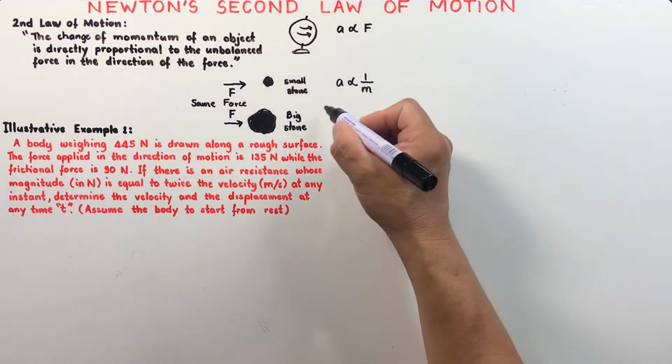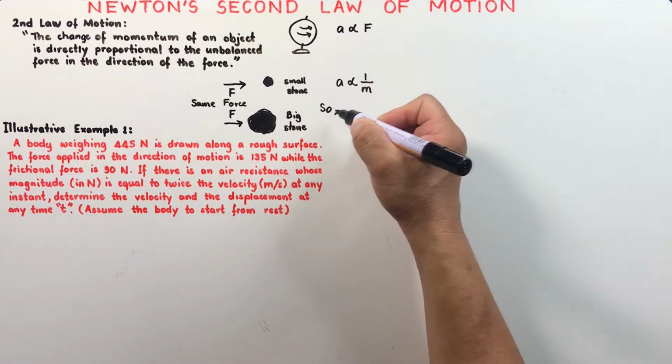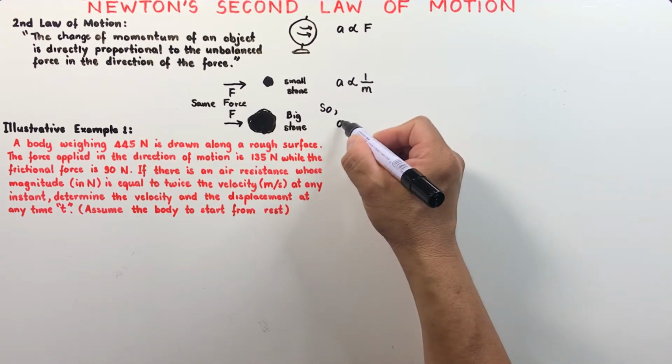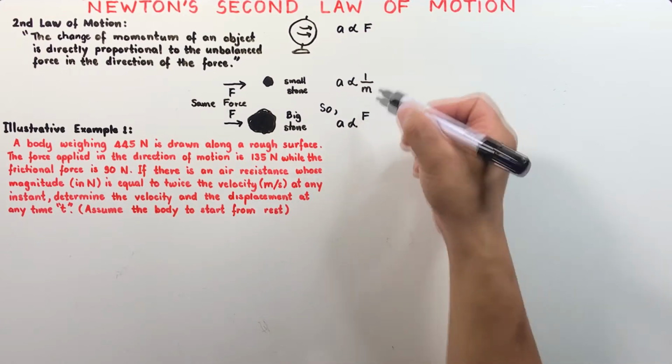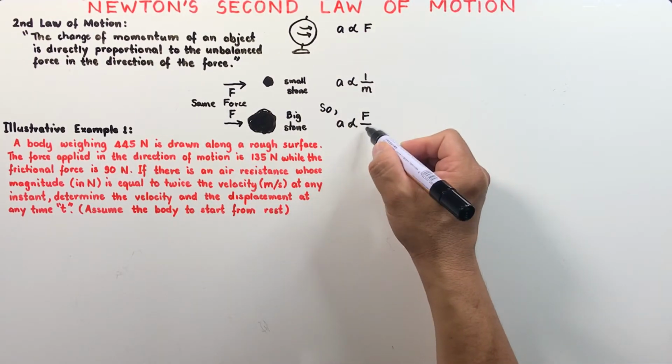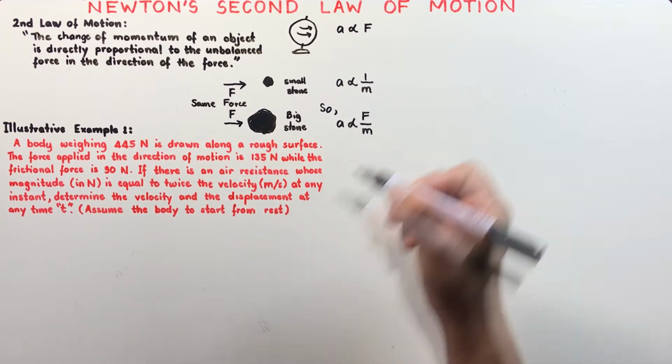So, mathematically, we write in symbols that acceleration is directly proportional to the force, and inversely proportional to its mass.